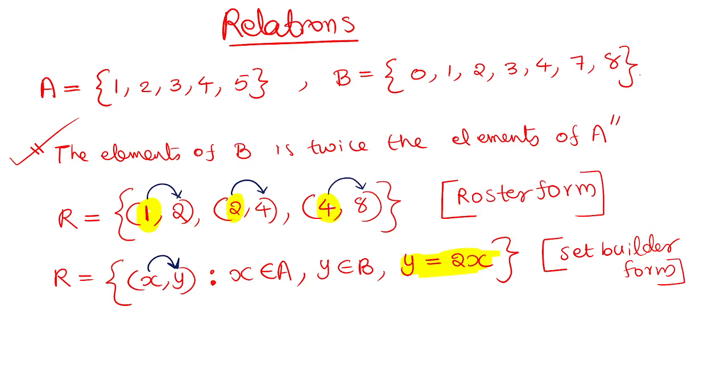I will give you plenty of examples, don't worry. There are three representations. Roster form, set builder form I explained. There is one more representation.